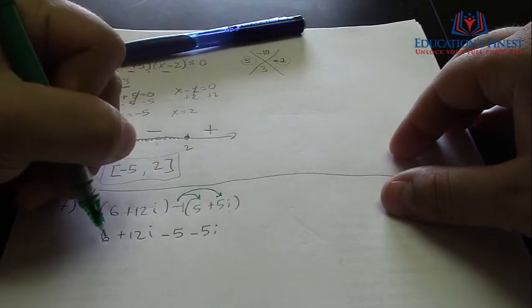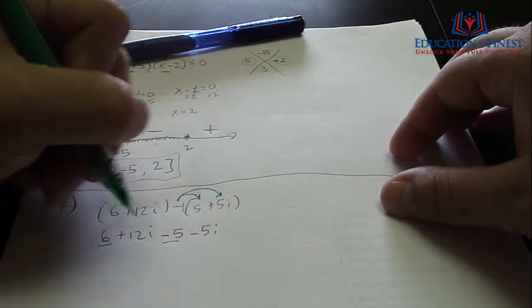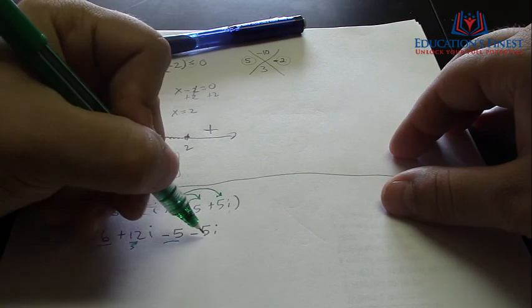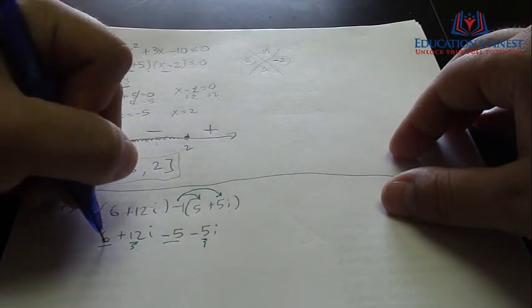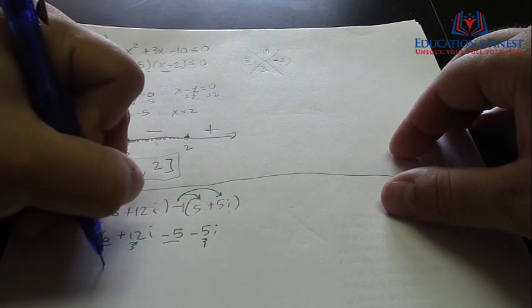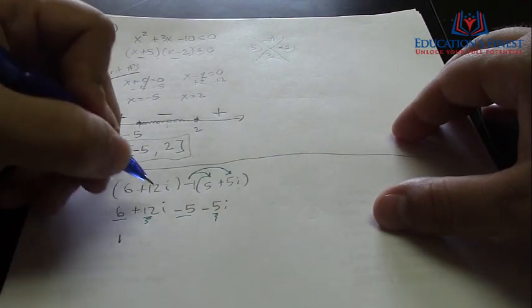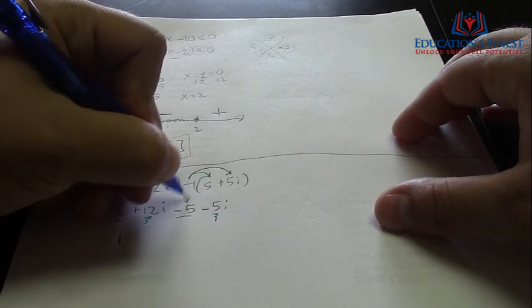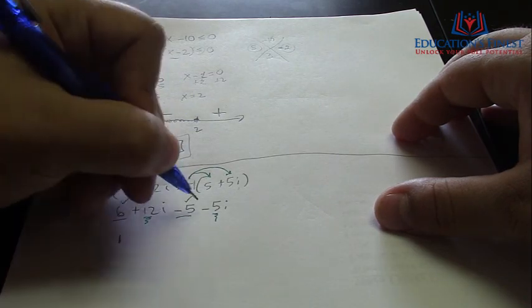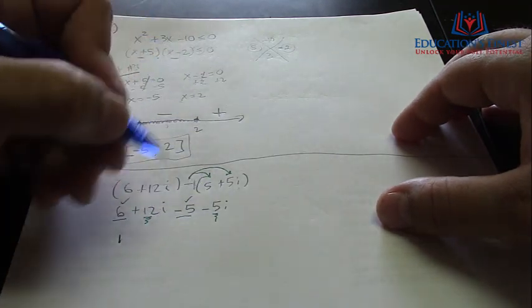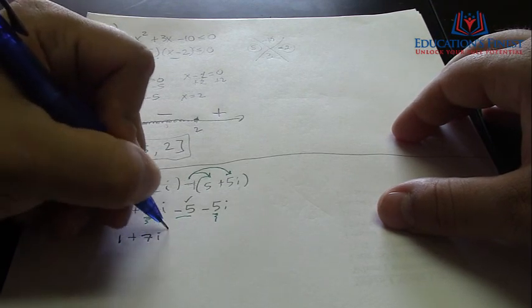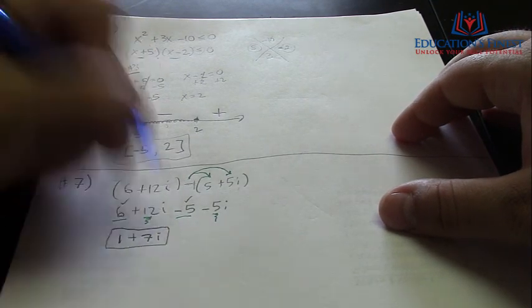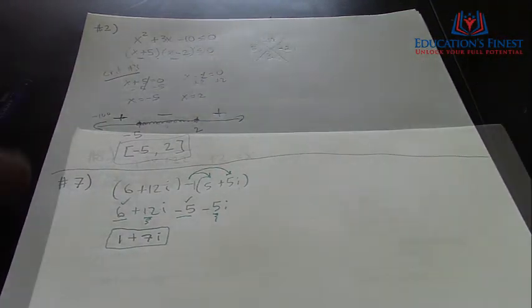Now what you got to do is you're going to combine like terms. Well, the numbers are like terms, and then the things with the i's are like terms. So what's 6 minus 5? That's 1, okay? So we're done with those. Check mark. 12i minus 5i is going to be a positive 7i, and that is the answer.